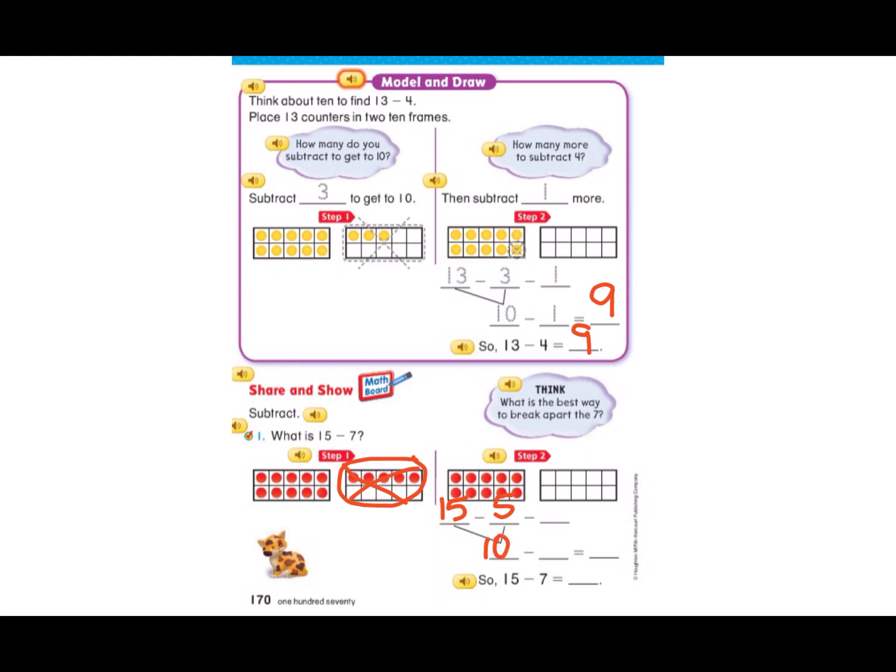But how many do I need to add on to 5 to make sure I subtract 7? 2. Right, so I'm going to circle those 2 and cross them out. So my problem will say 15 minus 5 minus 2. 15 minus 5 is 10, and then we have to drop down the 2. So 10 minus 2 equals 8. So 15 minus 7 equals 8.